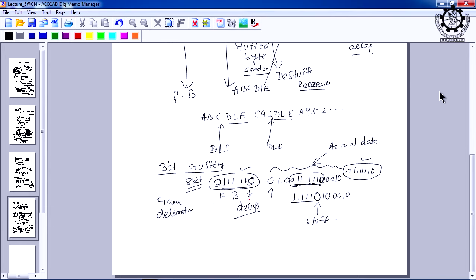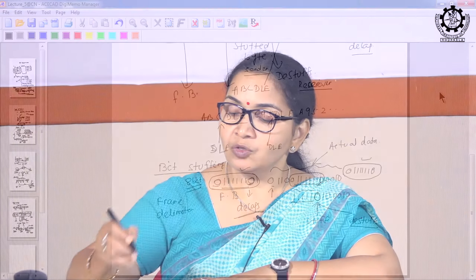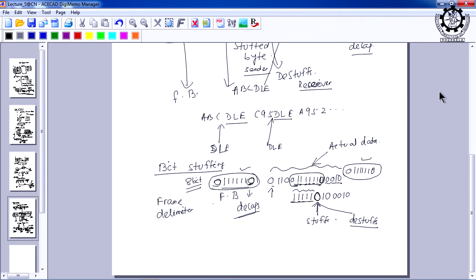Now, when it comes to the receiver side, the receiver finds 0 followed by 6 ones followed by a 0. What does it do? It decaps, then it goes to the data. It reads all this data and finds that after 5 ones there is a 0. Whenever the receiver finds a 0 after 5 consecutive ones, it immediately de-stuffs it. That means that is only a stuffed bit, it has nothing to do with the data. So, this is de-stuffed and the rest of the things are added back and considered as the data.